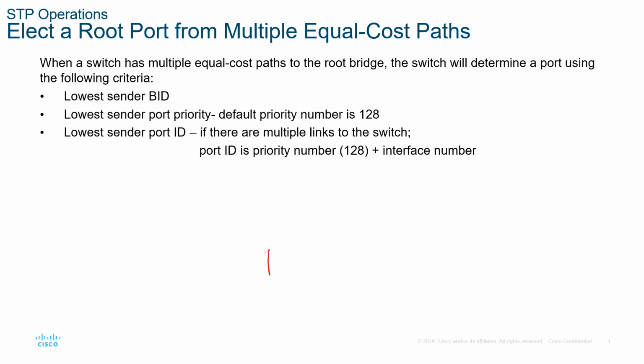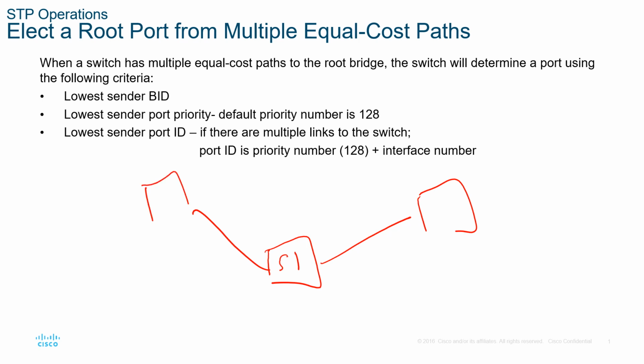For example, we have a situation where S1 is connected to S2 and also S3 through F01 and F02. Here, for port F01, the sender is S3, and for port F02, the sender is S2. So I hope you understand what is meant by sender. We determine the election of the root port based on the lowest BID between the senders.